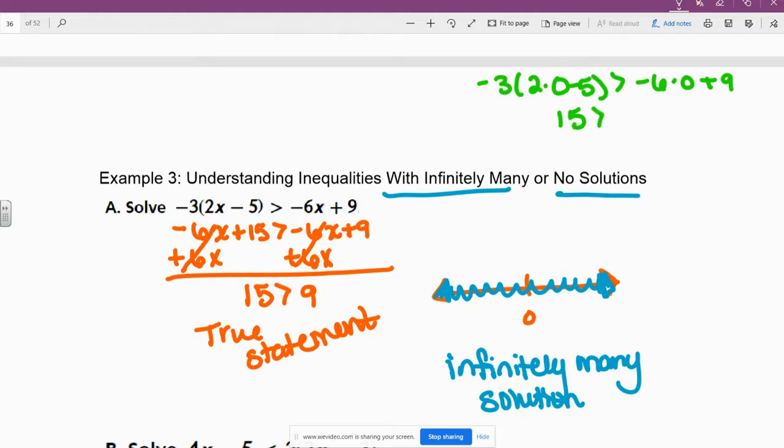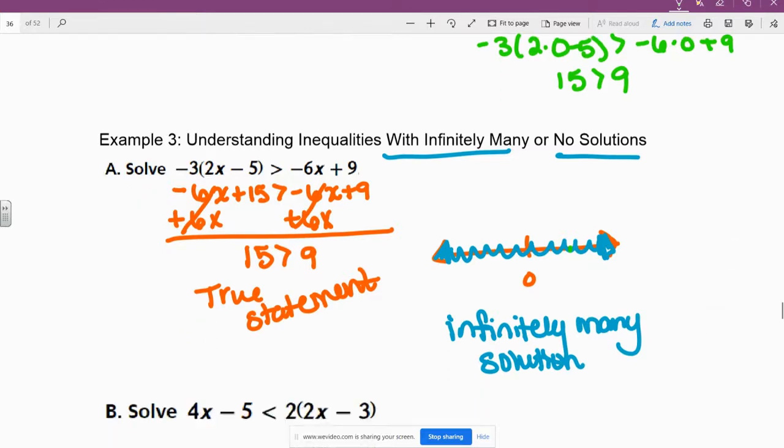Again, put it in your calculator if that's easier for you. -6 times 0 is 0, plus the 9 is 9. 15 is greater than 9. Now, just because it's infinitely many, you could check one from the left and the right and just guarantee that it goes both ways. But if you end up with a true statement, it will be infinitely many.